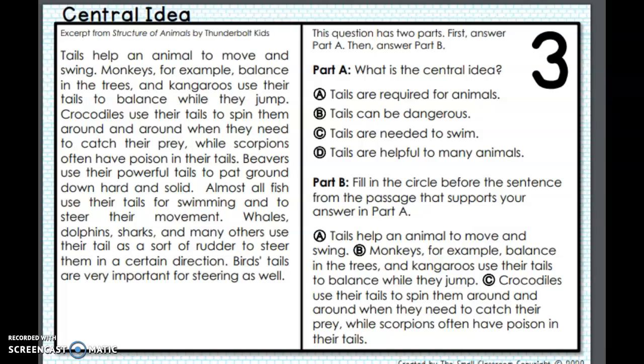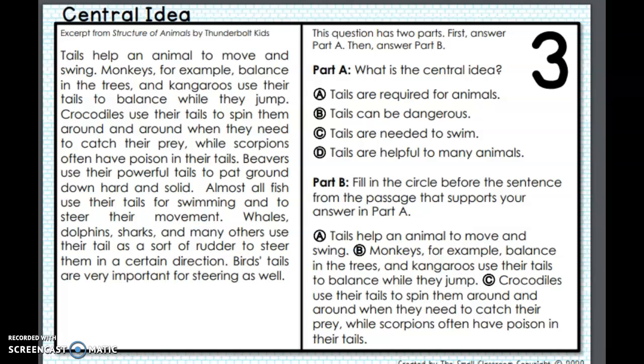So we are going to read this short passage and answer some main idea questions together. Tails can help an animal move and swing. Monkeys, for example, balance on the trees, and kangaroos use their tails to balance while they jump. Crocodiles use their tails to spin them around and around when they need to catch their prey, while scorpions often have poison in their tails. Beavers use their powerful tails to pat ground down hard and solid. Almost all fish use their tails to swim and to steer their movement.